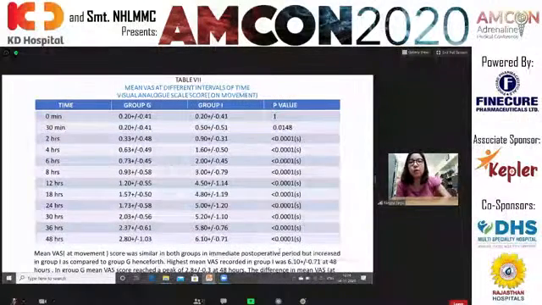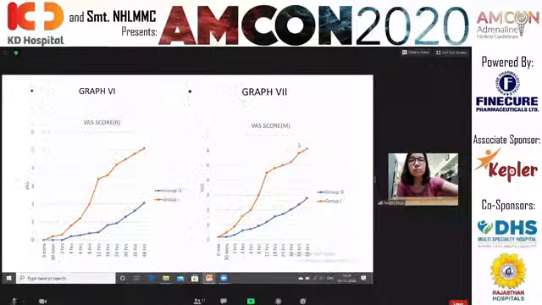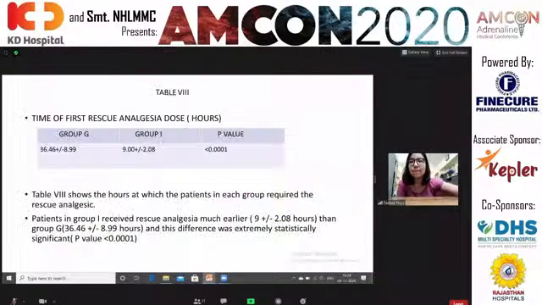Mean VAS score at movement was similar in both groups in the immediate post-op period, increasing in Group I as compared to Group Z henceforth. The difference in VAS was also statistically significant. Next slide, please. This slide shows a comparison graph between the VAS score at rest and the VAS score at movement. Next slide, please.